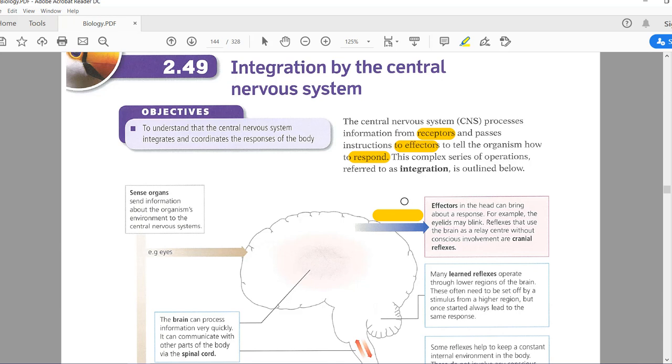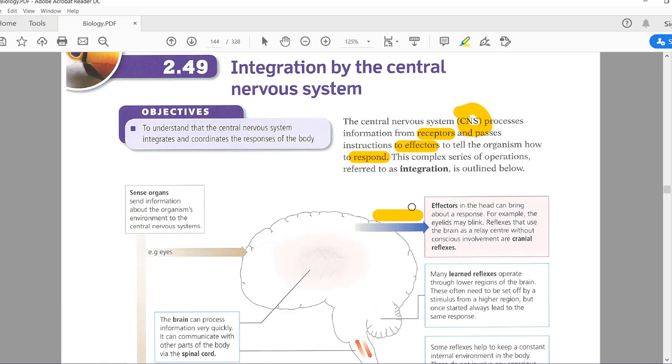So, as you can see here, what happened? A receptor receives a signal to the CNS. So the CNS here, what does it do? It processes this information and sends it to the effector. So the effector will respond. This complex series of operations is referred to as integration.